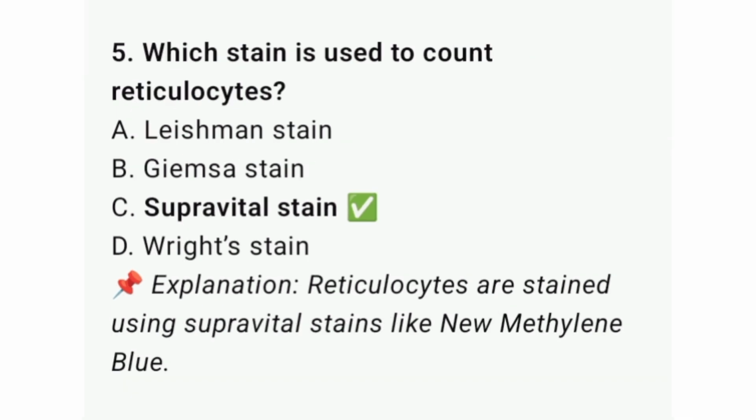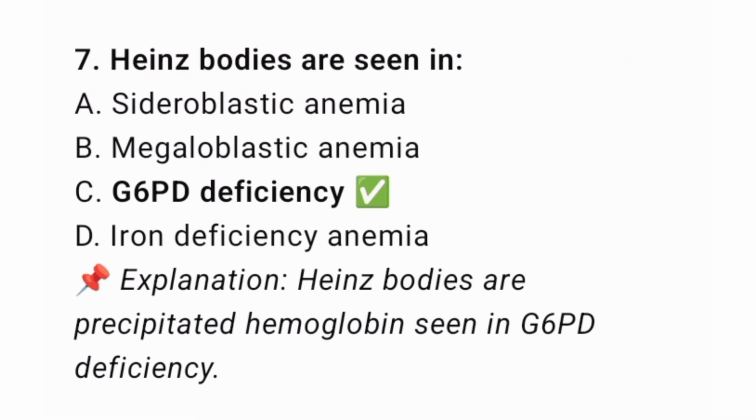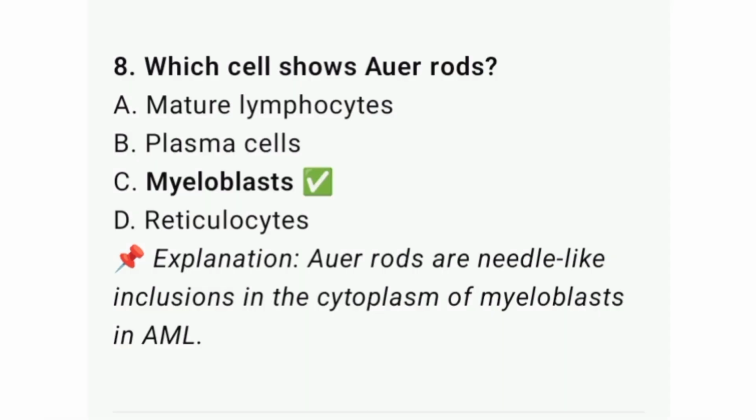This stain is used to count reticulocytes: supravital stain. What is the normal range of reticulocyte count in adults? 0.5 to 2.5%. Heinz bodies are seen in G6PD deficiency. Which cell shows Auer rods? Myeloblast.